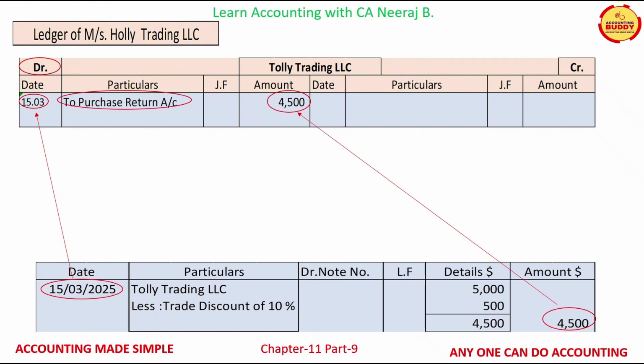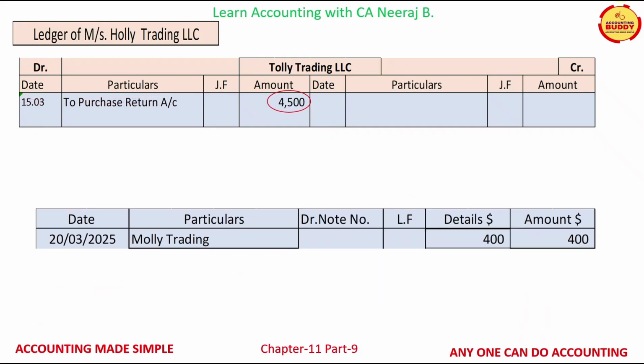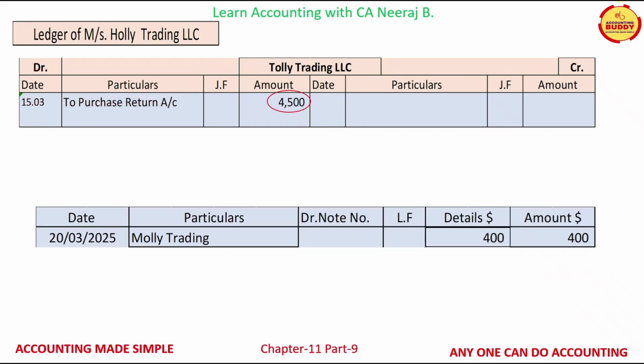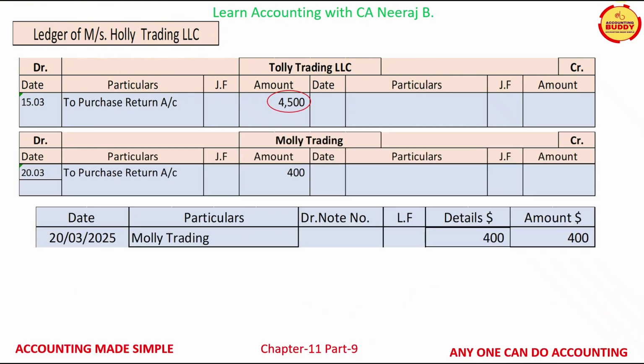Another transaction of purchase return to the supplier Molly Trading LLC for $400 is displayed on your screens. This transaction will be posted to the supplier account of Molly Trading as displayed on your screens. The transaction will be posted on 20th March 25 on the debit side of the supplier Molly Trading account for $400 by writing the words to purchase return account in the particulars column.